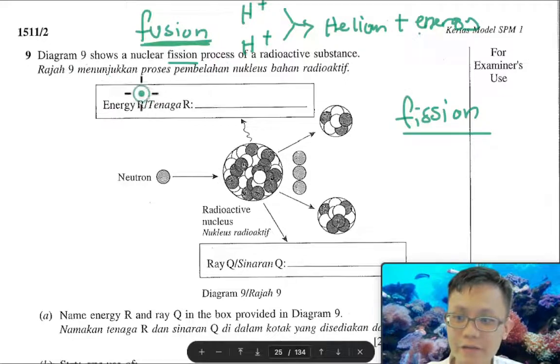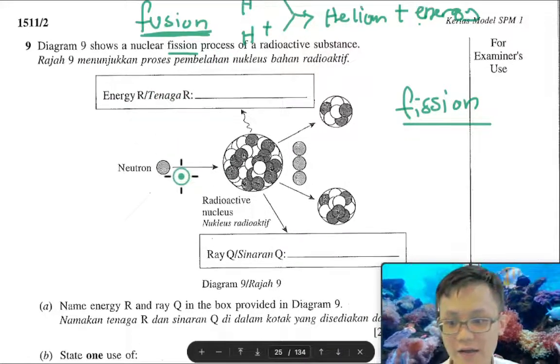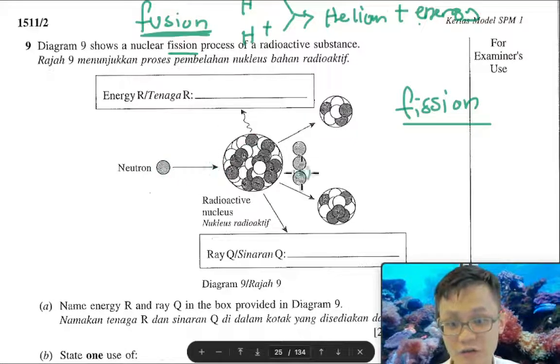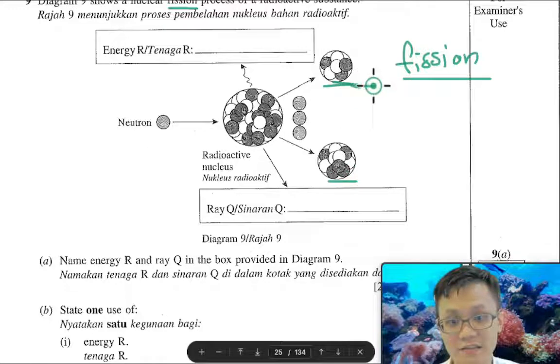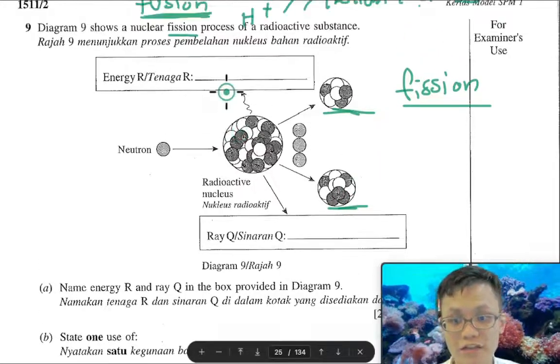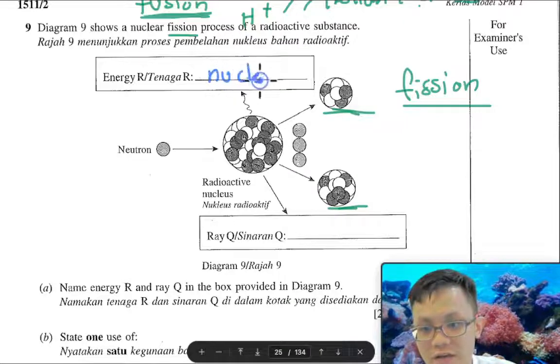Okay, anyway, energy R. So what is energy R? We can see this neutron, and of course there are two different atoms. So energy R, what is energy R? Of course R is nuclear energy.